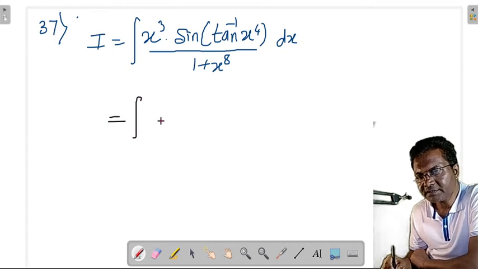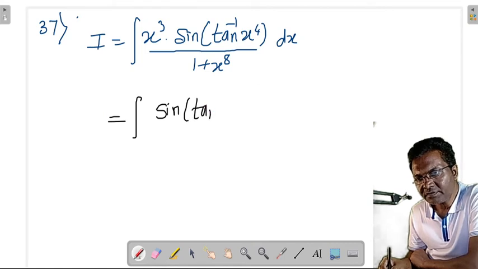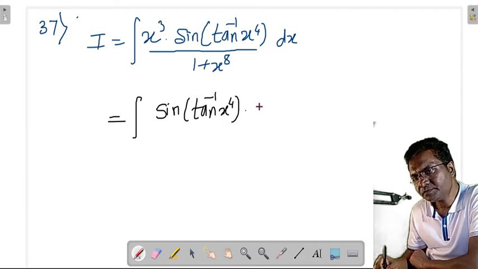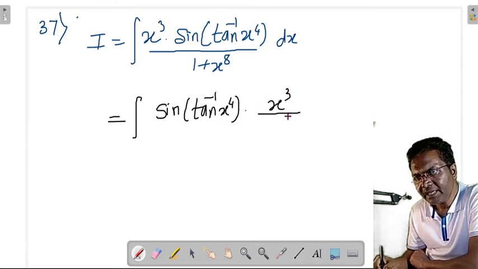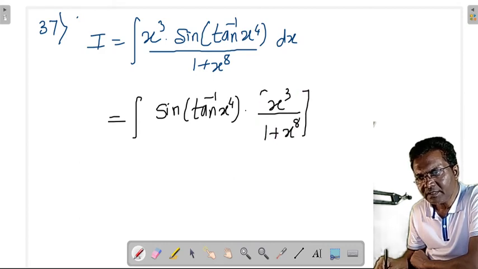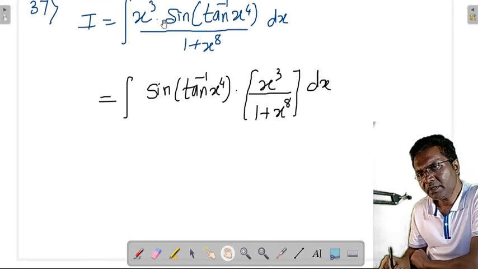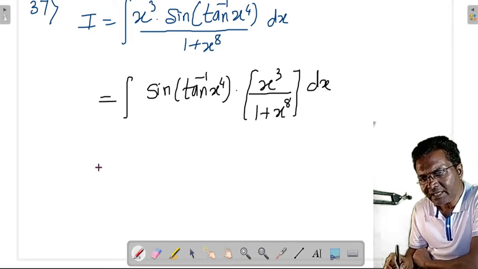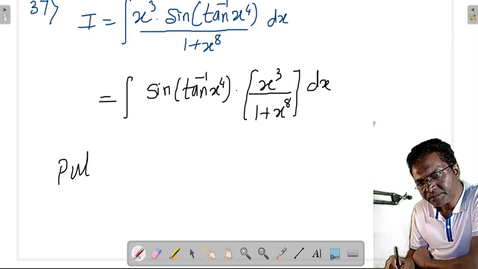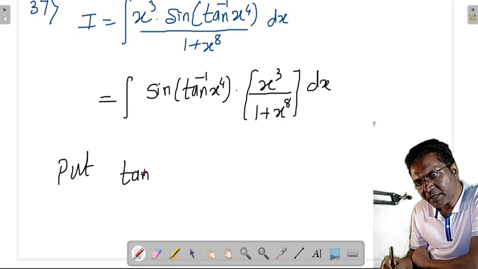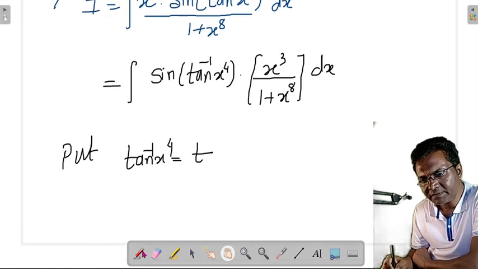Let me rewrite it. I will write it as sine of tan inverse of x power 4 into x cube by 1 plus x power 8 into dx. Okay, this x cube is written here. Now clearly, if we put tan inverse of x power 4 equals t, then see what will happen.